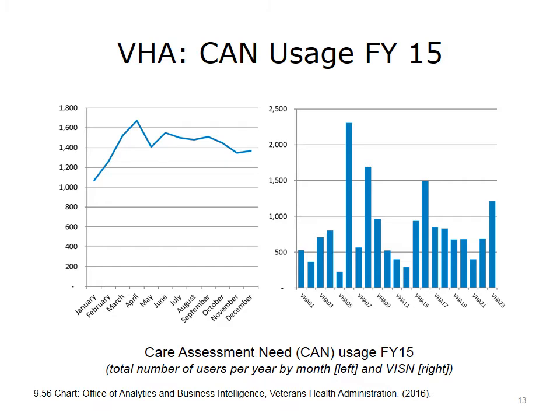The VHA has effectively rolled out the CAN model, and a large number of users have actively used it to manage the care of the population with the highest risk. The diagram on the left shows the line chart of the CAN model's use in fiscal year 2015. The bar chart on the right shows the number of users per VHA's regional centers.